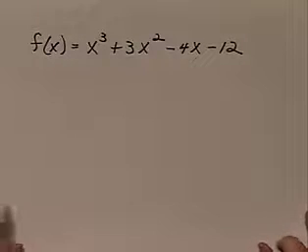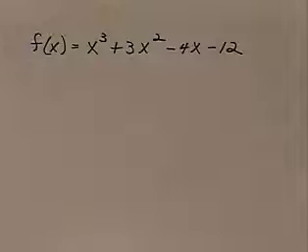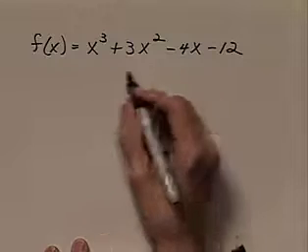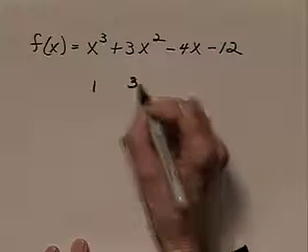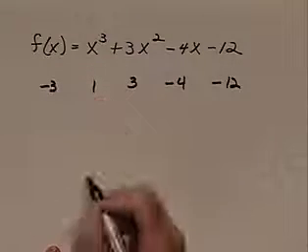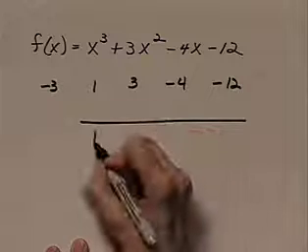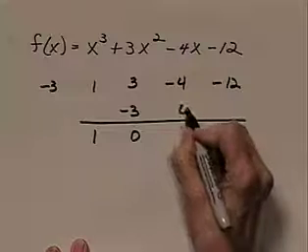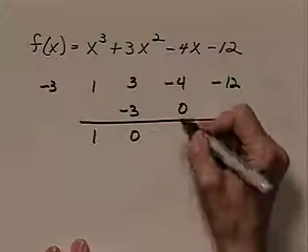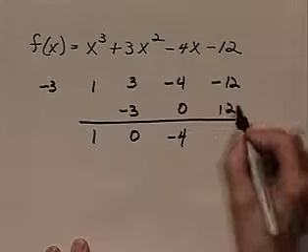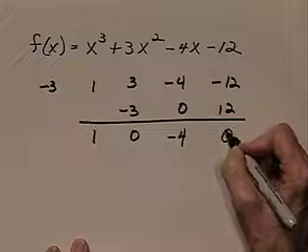Let's see how you did. Now we are told that x equals -3 is a 0 here. So using synthetic division, we'll write down our coefficients: 1, 3, -4, -12, and we'll put -3 here. Bring down the 1. 1 times -3 is -3. Add, we have 0. Put the 0 under -4. -4 plus 0 is -4. -3 times -4 is a positive 12. Add again, we get 0.